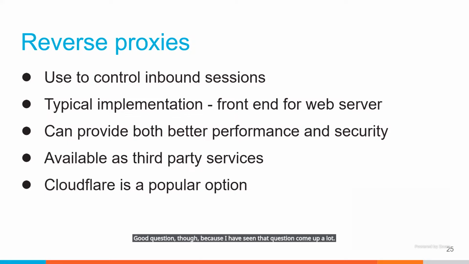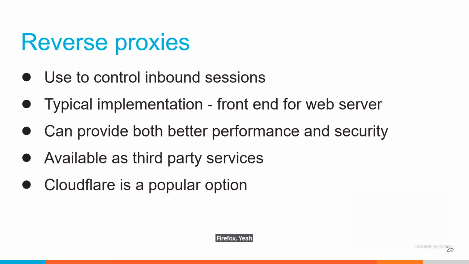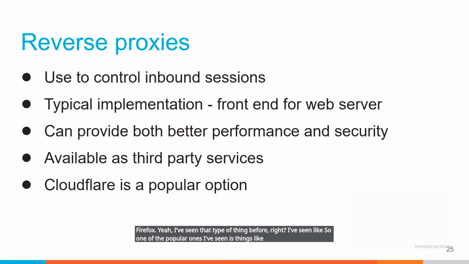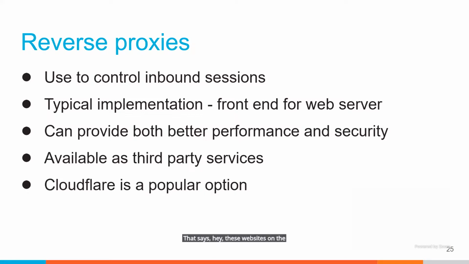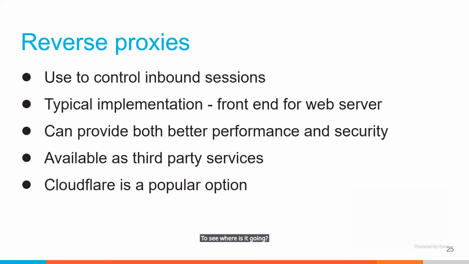On my network, I was able to bypass my firewall DNS by switching from Chrome to Firefox. Yeah, I've seen that type of thing before. One of the popular ones I've seen is you get a threat intel list that says, "Hey, these websites on the internet are bad. Don't let your users go there." Now when a user tries to get to one of those websites, the packet filtering firewall will try to pattern match to see where it is going. If it sees that fully qualified domain name or IP address, it doesn't let it through.